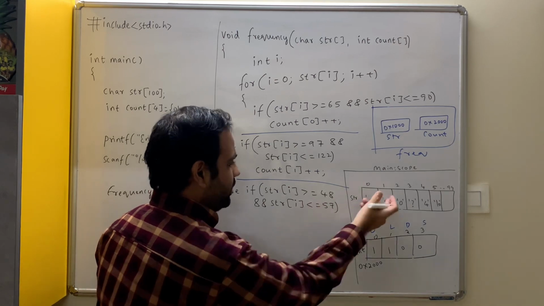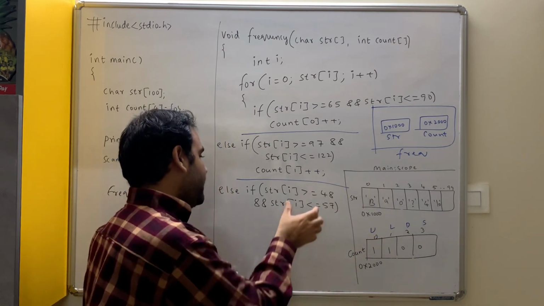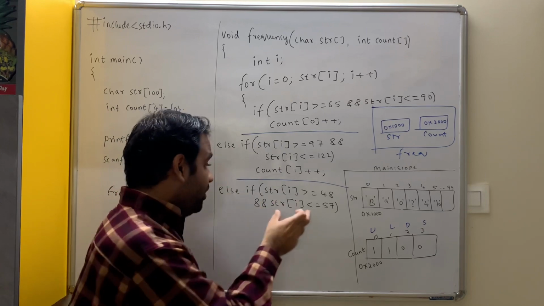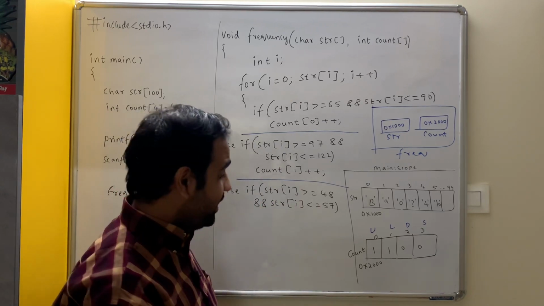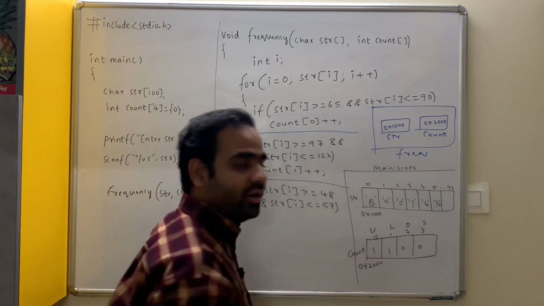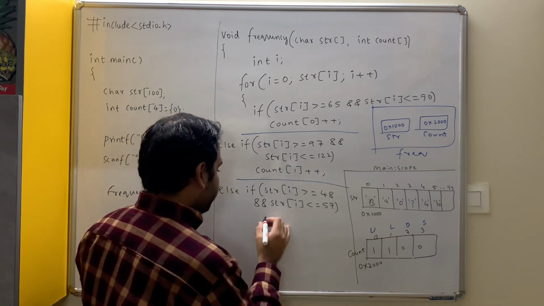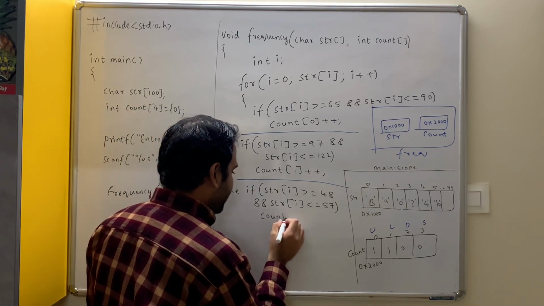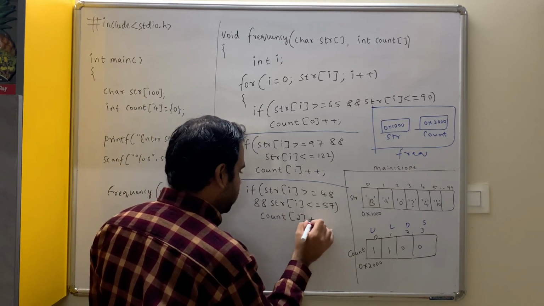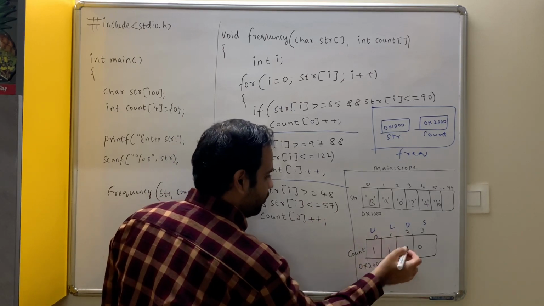Now what is the value? It is digit 0. 48 greater than or equal to 48, yes. 48 less than or equal to 57, yes. And what represents digit for us? It is the index 2. Therefore what do I write over here? Count of 2 plus plus. Now this is count of 2 plus plus.